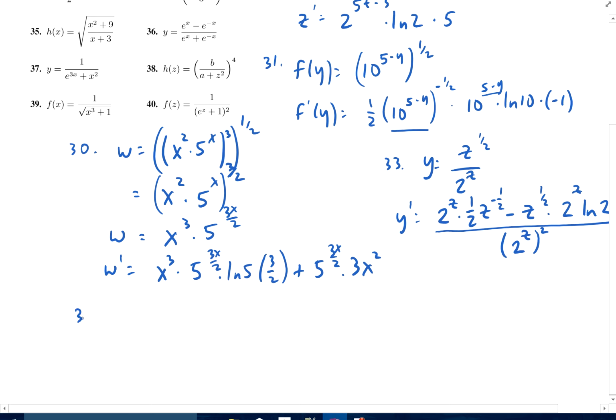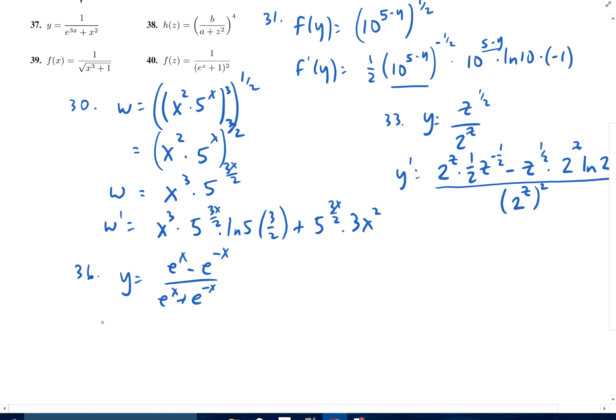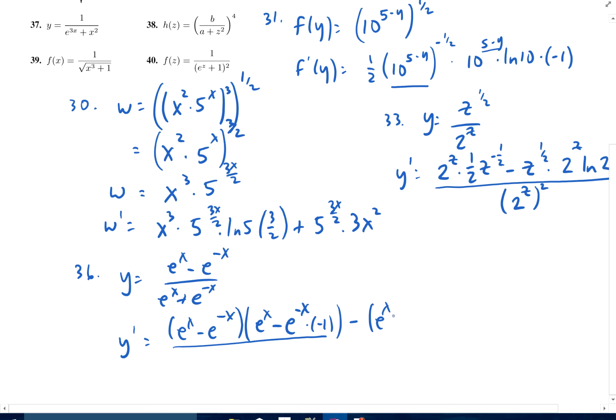All right, 36. E to the x minus e to the negative x, over e to the x plus e to the negative x. So y prime is the bottom, times the derivative of the top, e to the x minus e to the negative x times negative 1, oops, minus the top, times the derivative of the bottom, e to the x plus e to the negative x times negative 1, all over the bottom squared.